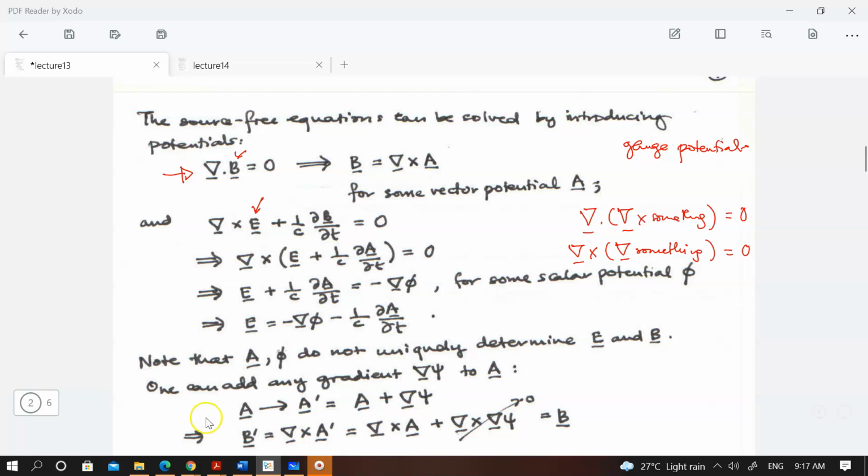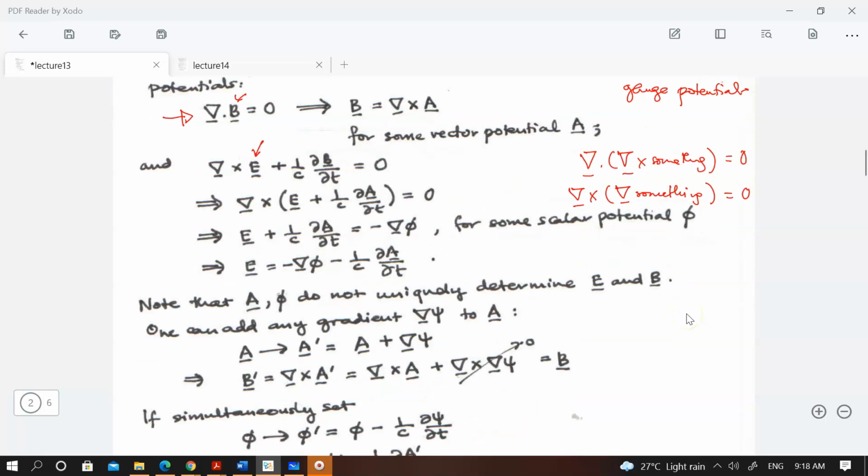Now, there is one complication that arises from this idea of potential. The idea of potential is not something unique. You can always get different potentials to correspond to the same electric field and magnetic field. How can one see this? For example, in the case of a vector potential, one can always introduce the gradient of another scalar here, given by psi, and replace your original vector potential with this addition of the gradient of psi.